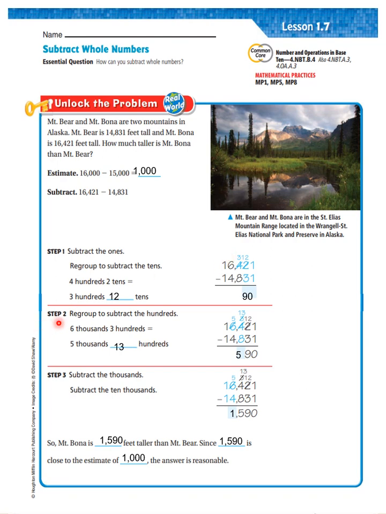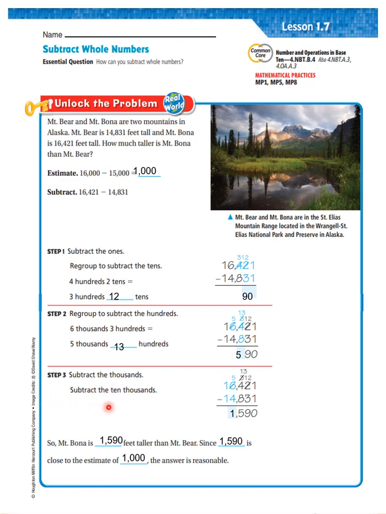Step 2, regroup to subtract the hundreds. 6,300 equals 5,1300. All right, so here we are. I had a 3 because I took 100 away from the 4. I cannot take 8 from 3. It's impossible. So I need to come to the thousands, and I borrowed 1,000. So now it is 1,300 subtract 800 equals 500.